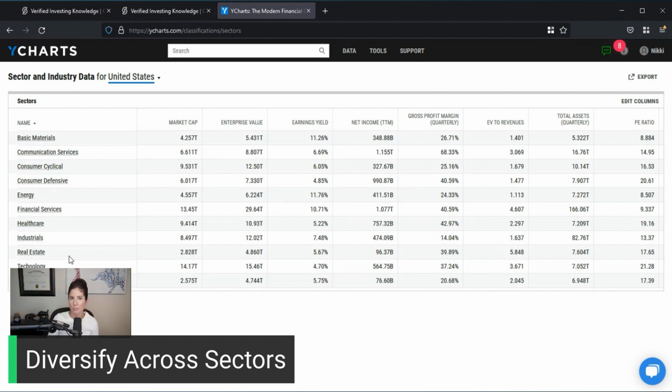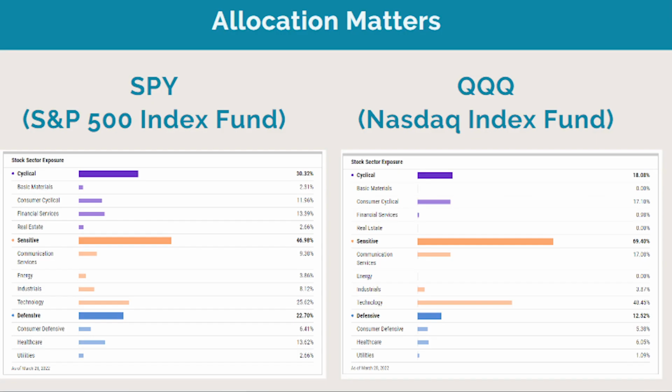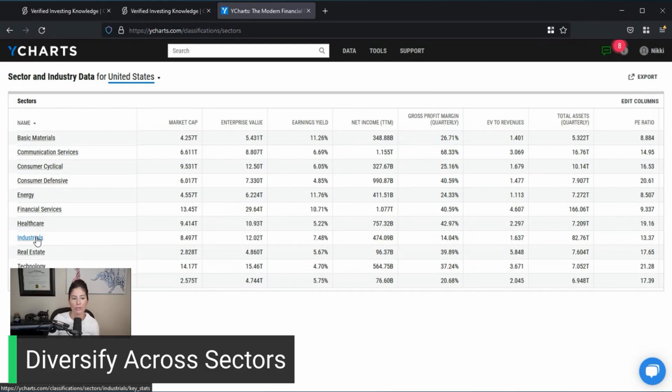I like the S&P 500 in terms of passive investing, the S&P 500 index funds. I personally like funds that are tilted more towards the S&P 500 over the NASDAQ, for the simple reason that the S&P 500 has more diversification within it. The NASDAQ is very tech heavy. The S&P 500, you'll find things like energy stocks. You'll find things like industrials. So I like that about it.